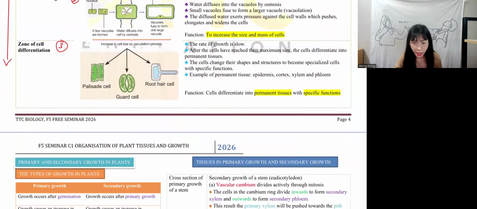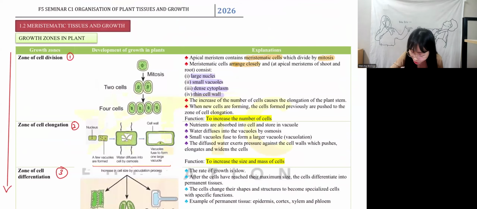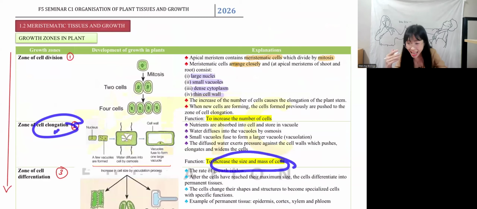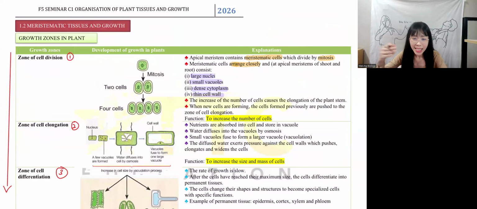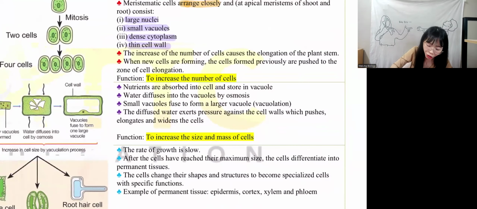That's why it says over here, the cells formed previously are pushed to the zone of cell elongation. So because they have more cells, they have to grow into the elongation zone. The zone of cell elongation is to increase the size and mass of the cell. Size and mass for them to become bigger. First, we have nutrients. Nutrients are absorbed into the cell and stored in a vacuole. Like humans, if you want to become bigger in size, you're going to eat more food. So nutrients, number 1. Number 2, water diffuses into the vacuole by osmosis.